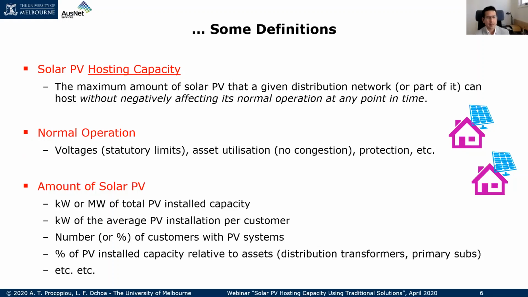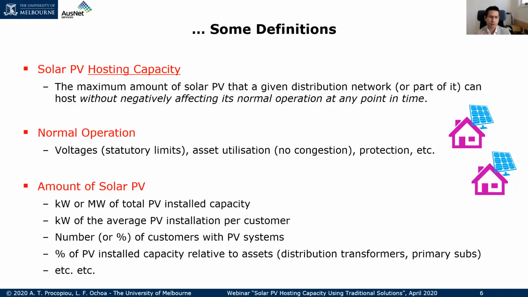Now, without negatively affecting its normal operation can have different aspects to be considered. So for instance, voltage statutory limits: if we're looking at solar photovoltaics, for residential customers we don't want to go beyond a maximum of 253 volts, or 10% above nominal. You don't want them to go beyond that. So that would be, let's say, a normal operation up to that point.